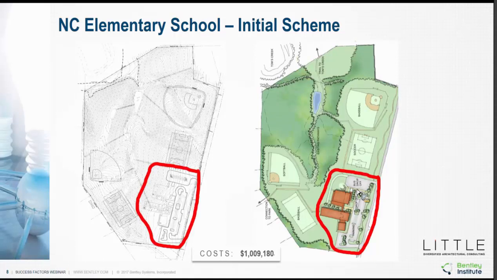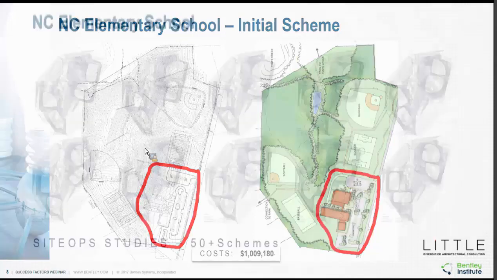Now, the problem was they couldn't change the school. That was set in stone. And there's nothing they could do about that. But they could move the ball fields. And there was a lot of grading. If you look at the topo on the left, you can see a lot of severe grading to create these ball fields. So let's go in and figure out if we can do a better design.